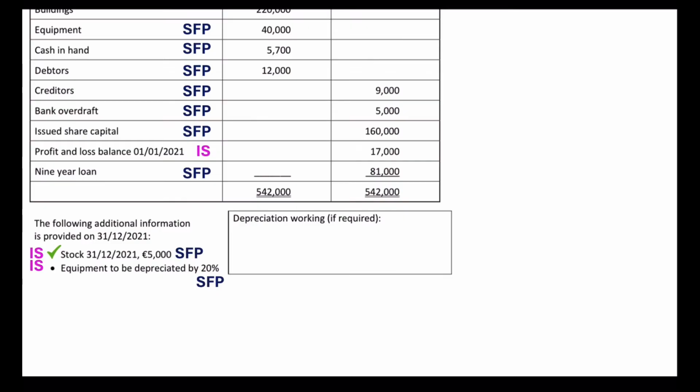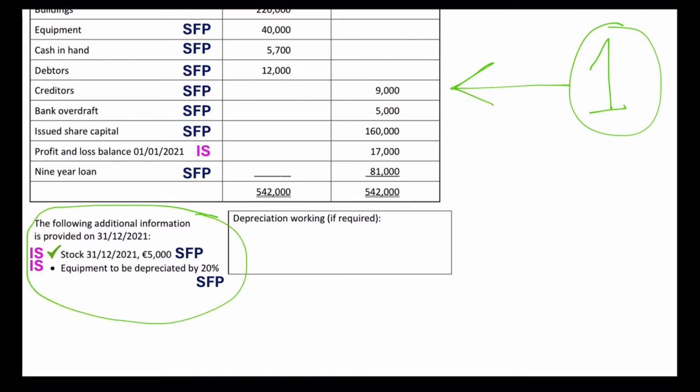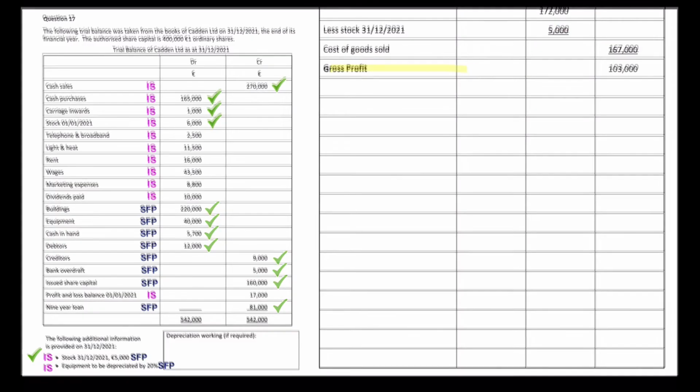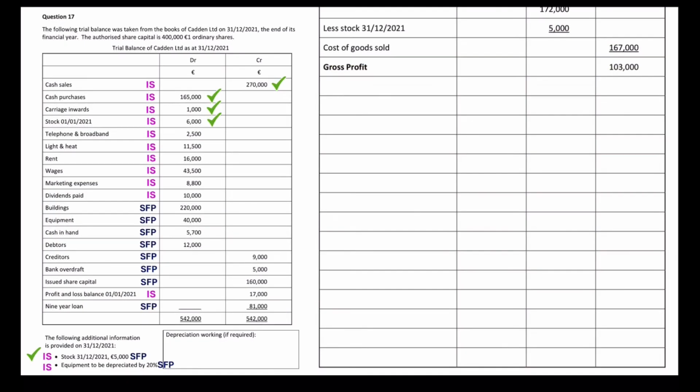So just a reminder that everything in the trial balance goes into either the income statement or statement of financial position, but the additional information goes into both of them. It goes into the income statement and the statement of financial position. So don't forget that. Right. So here we are. You saw that they had already calculated the gross profit here. Okay, so first thing that we'll do, we'll write our less expenses heading.